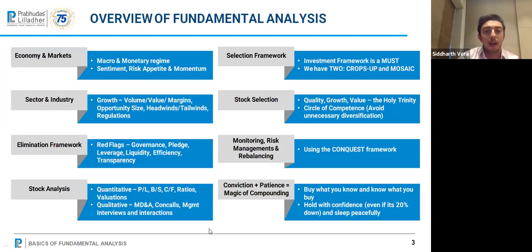Okay, so I'm just going to take you all through the entire process from economy and markets to the magic of compounding, how that whole journey evolves. As I told you, you need to know the macro and monetary regime. You need to have a view. A cursory view is okay, but a view is important. Other than that, you also need to be aware of 3 things, only 3 factors in the markets: sentiment, risk appetite, and momentum. These are short-term factors, not long-term factors.